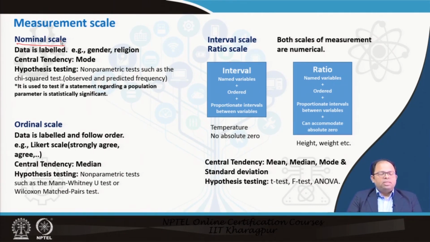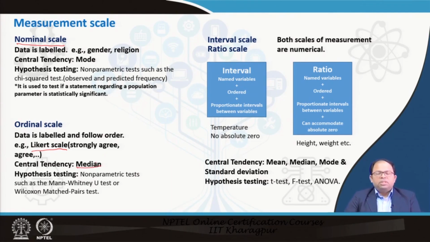So in case of ordinal scale, data is labeled, and along with being labeled, it also follows an order. That means if there are 3 categories or 4 categories, we will say the second category is higher than the first category, but we cannot say how much higher, or the third category is higher than the second category, but again we cannot say how much higher. One example is Likert scales, where we set the scale like strongly agree, neutral, and so on. This kind of scale is called an ordinal scale, and here the central tendency is median.